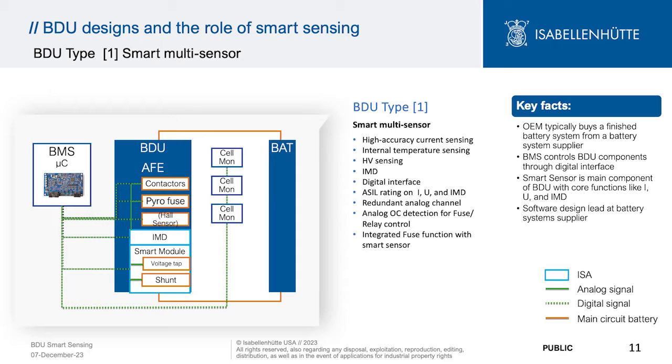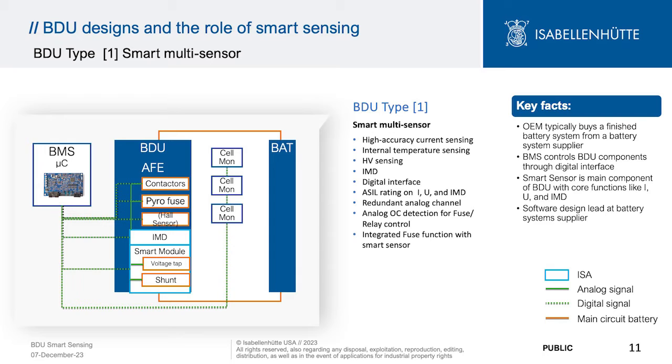Now let's talk a little bit more about the individual designs that we looked at on the slide before. The first one here being the BDU design with a so-called smart multi-sensor. So in that case, really all the main sensing functions in the BDU would be integrated into one smart sensing device that would have a digital interface with the BMS. So the BMS would basically save the analog front end. So the complete analog front end would be in the BDU.